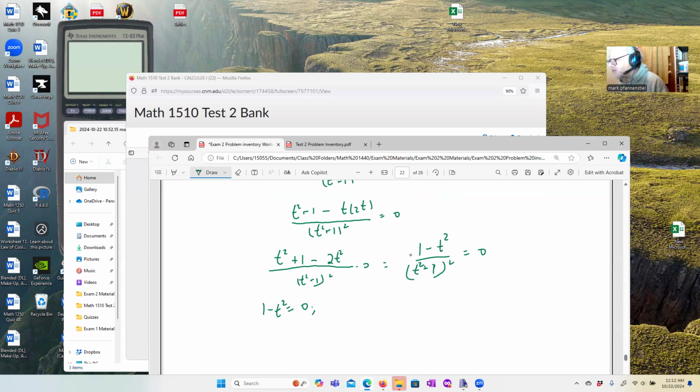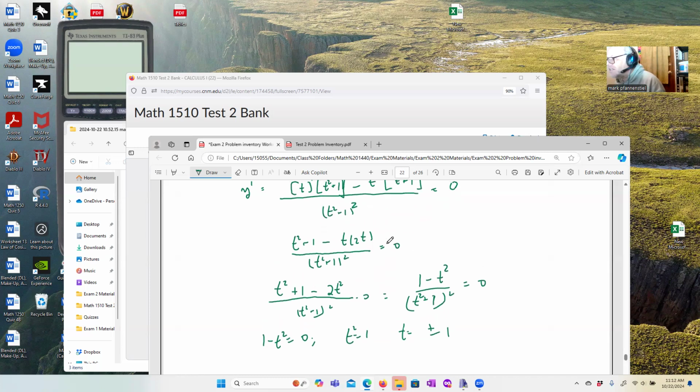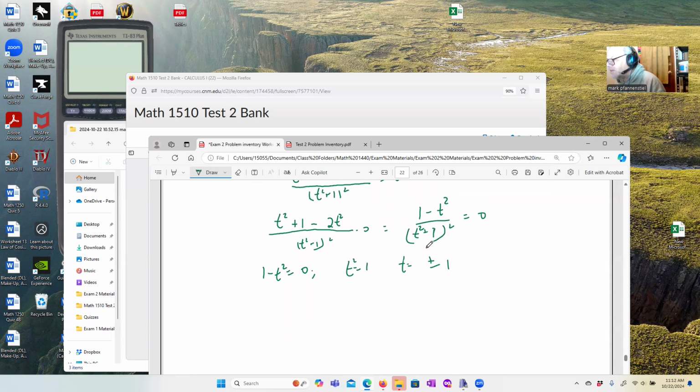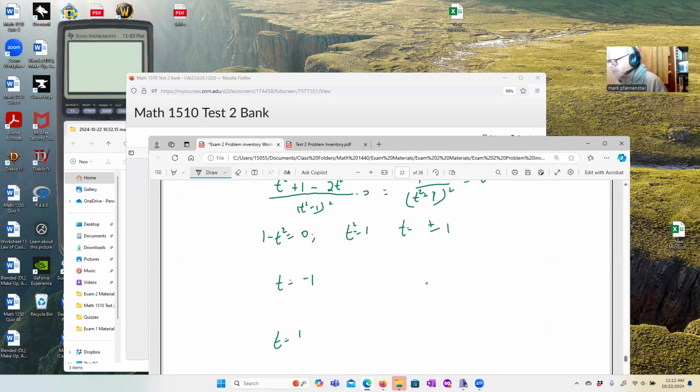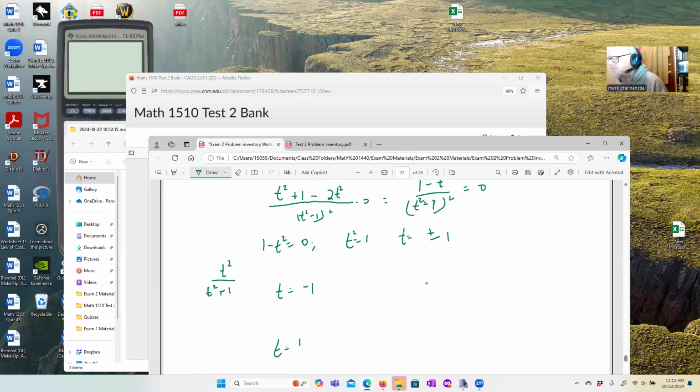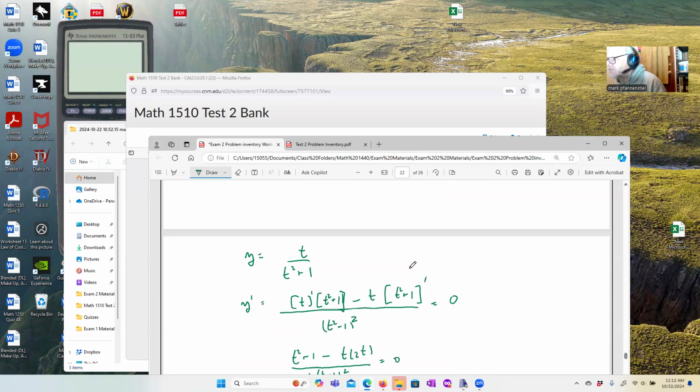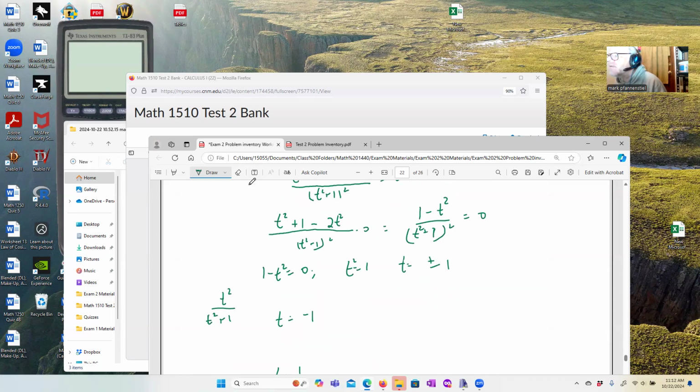Let's solve for t. t squared is equal to 1, so t will be plus or minus 1. Since there are no endpoints, we just have to plot the two different points that we have here. When t is equal to negative 1, what's my y value? When t is equal to positive 1, what's my y value? And since we are dealing with t over t squared plus 1, there we go, get rid of that squared.